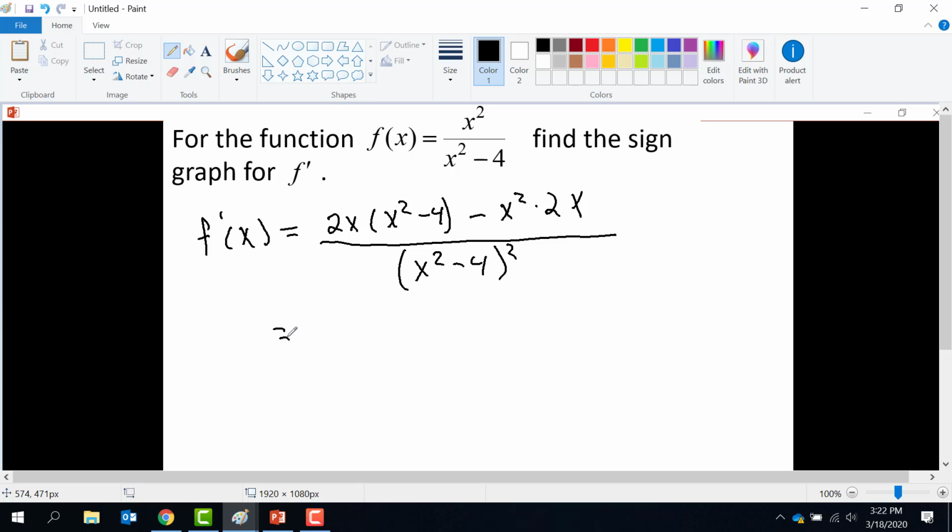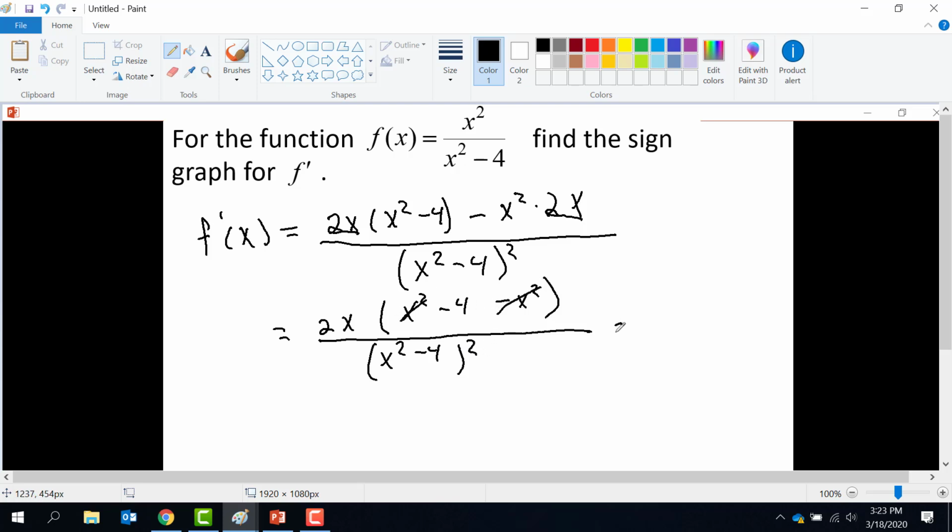It's very difficult to see what the sign chart looks like by the way the expression is written. Notice that we have a 2x here and a 2x here, so we can factor out a 2x rather than distributing. What that leaves behind is x squared minus 4 minus x squared, over x squared minus 4 squared. The x squareds will go away, and then we get minus 8x over x squared minus 4 squared.